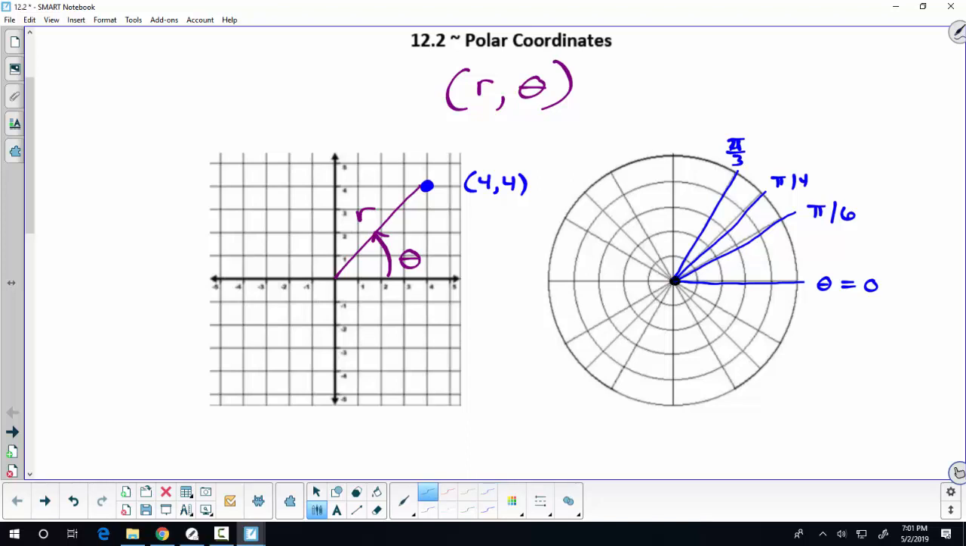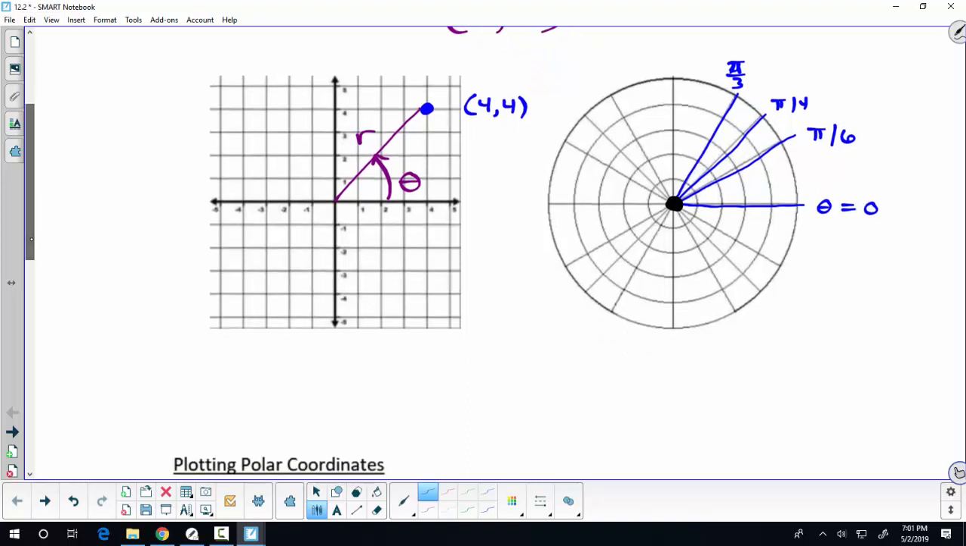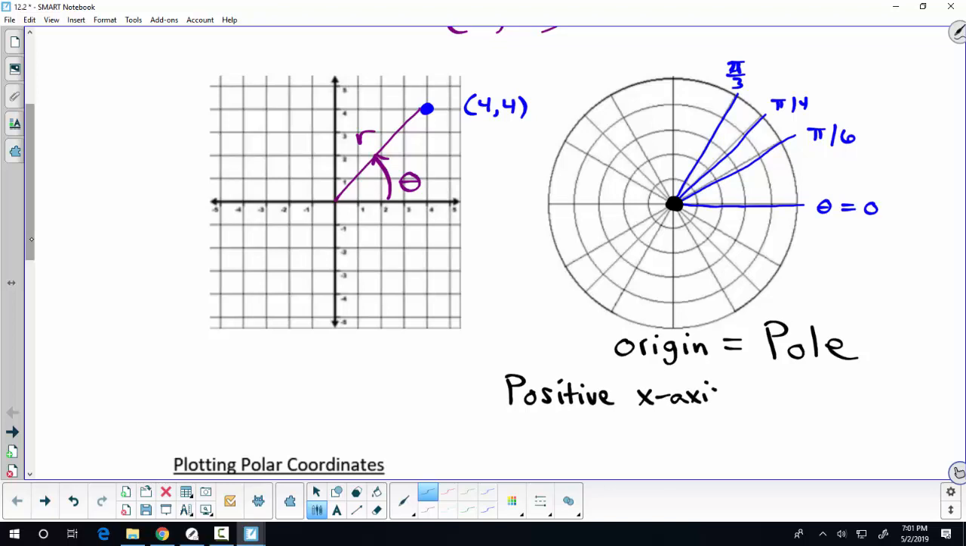The point at the origin, in polar coordinates, is called the pole. And our positive x-axis is called the polar axis.